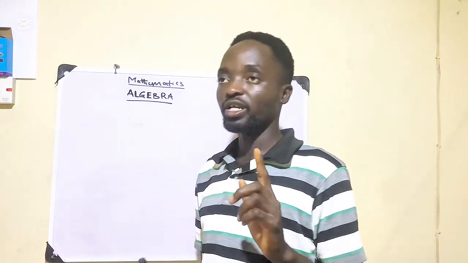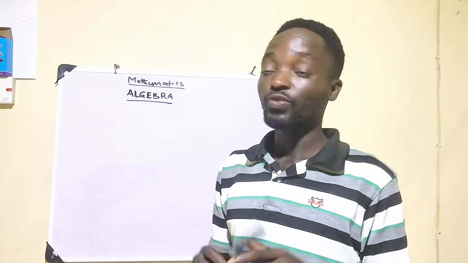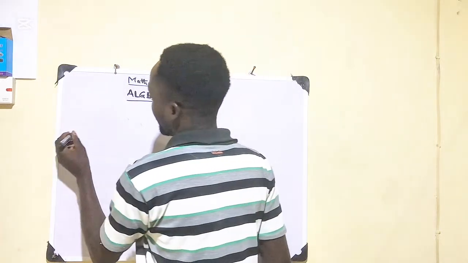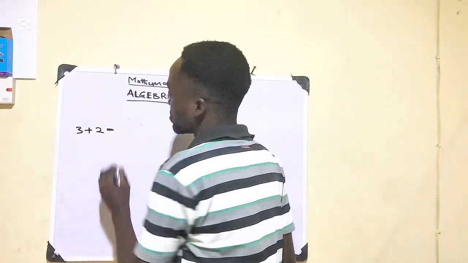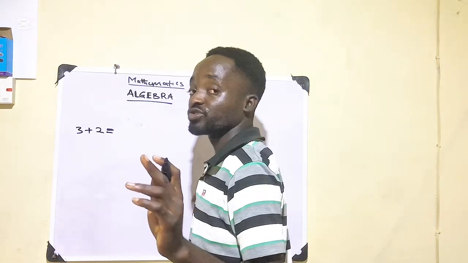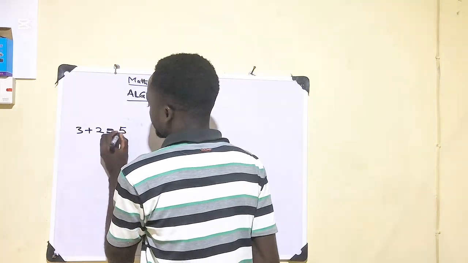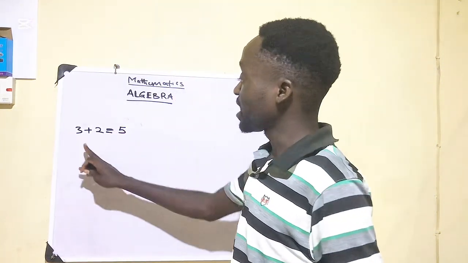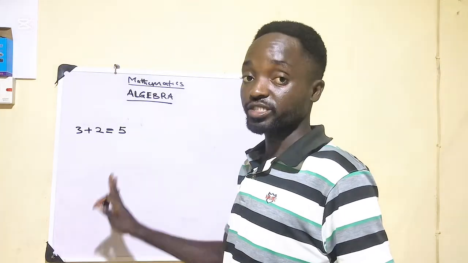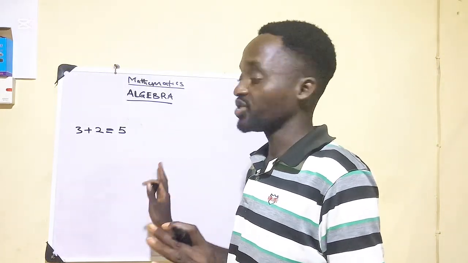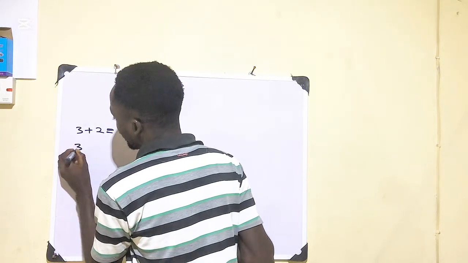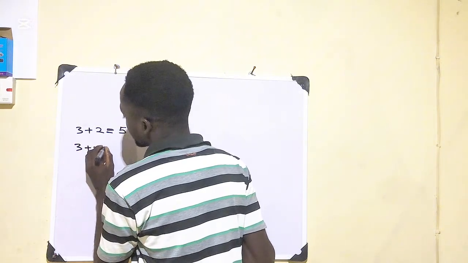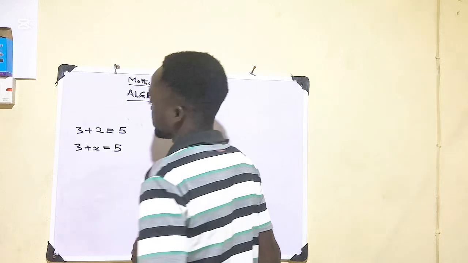In a real life scenario, if you have 3 plus 2, you know that the answer is going to be what? 5. That's correct. So 3 plus 2, the answer is 5. This is arithmetic, the normal addition that you know. But what if I now say that 3 plus x is equals to 5?